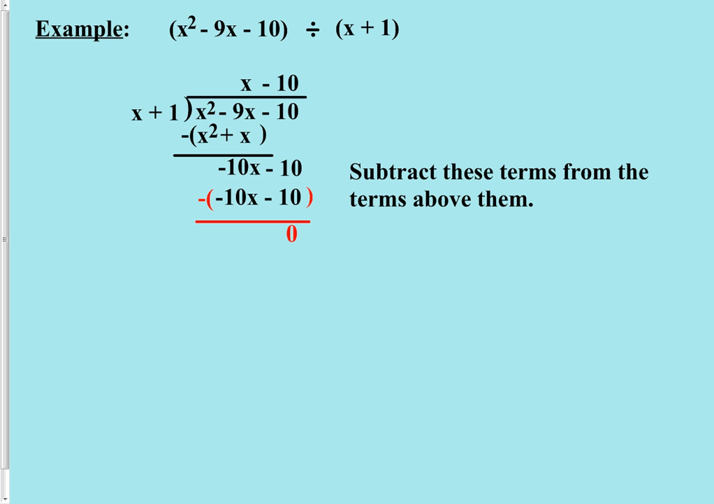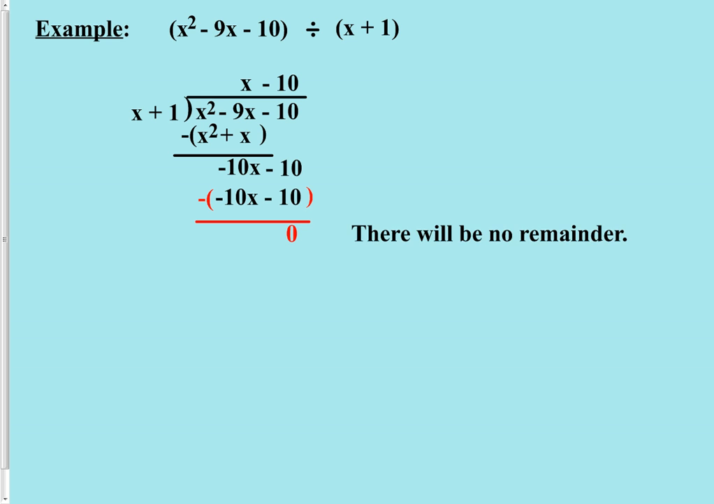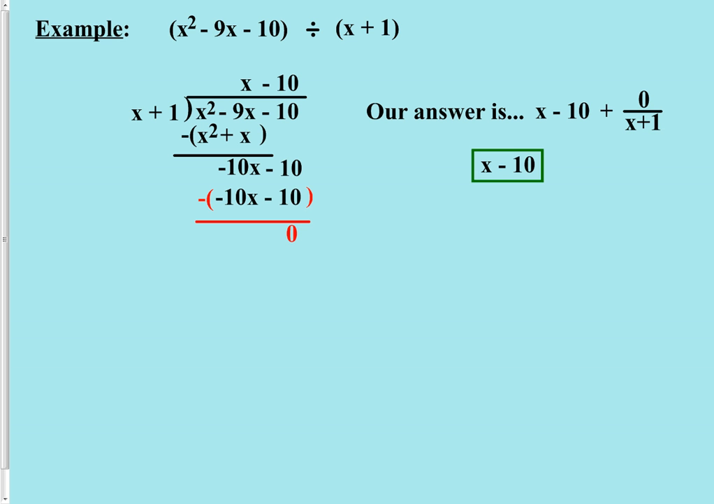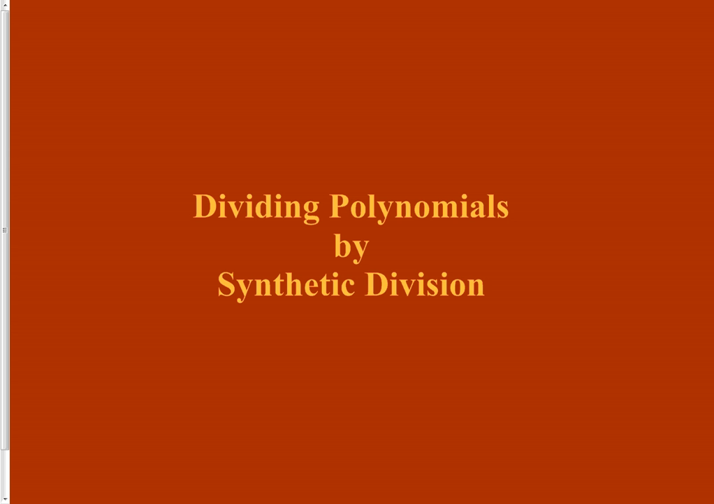Sometimes we end up with no remainder as we have right here. But it's always possible that we will end up with a remainder. And remember how the remainder is structured over here on the very right side of the screen. Whatever the remainder is goes over whatever your divisor is. So in this case, 0 over x plus 1. That's where the remainder would belong. So look back at that if you need a refresher on how the long division method works.